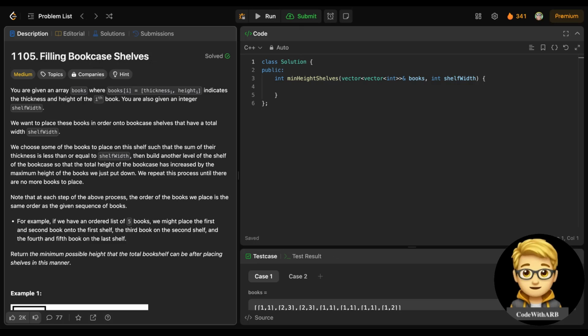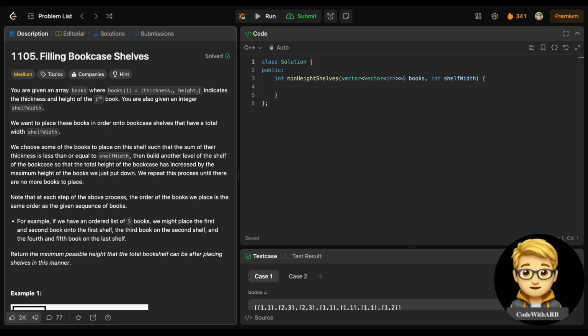We will solve today's LeetCode problem. The question is Filling Bookcase Shelves. We are given an array books where books[i] equals thickness and height, indicating the thickness and the height of the ith book. You are also given an integer shelfWidth. We want to place these books in order onto bookcase shelves that have a total width of shelfWidth.